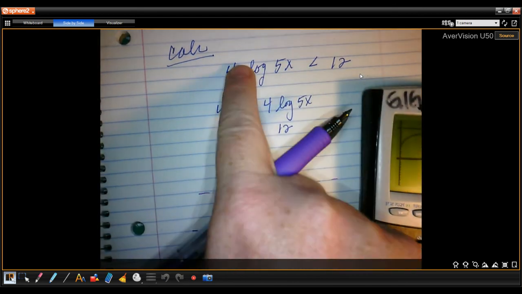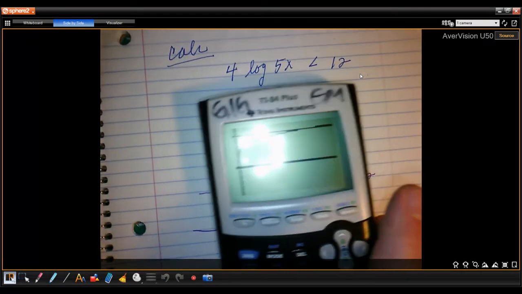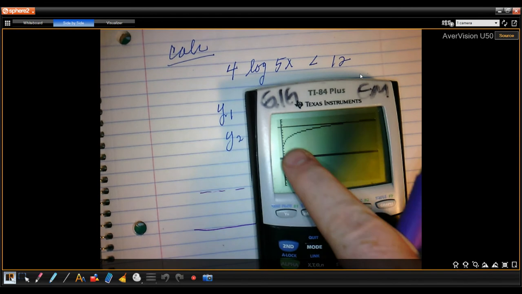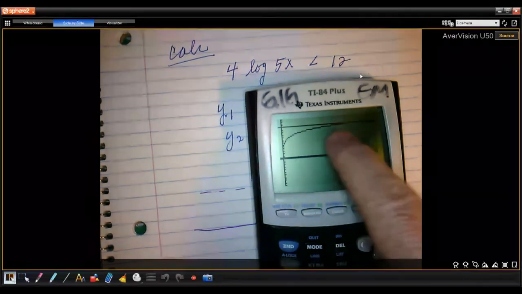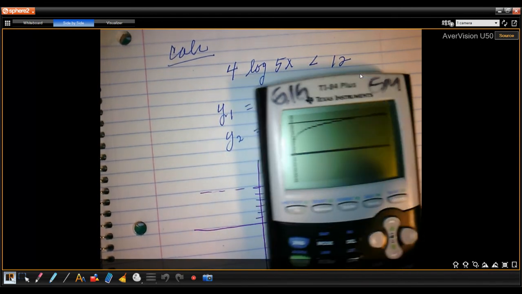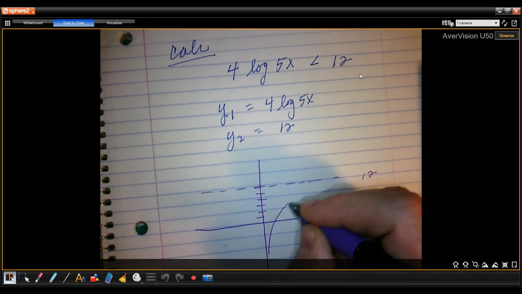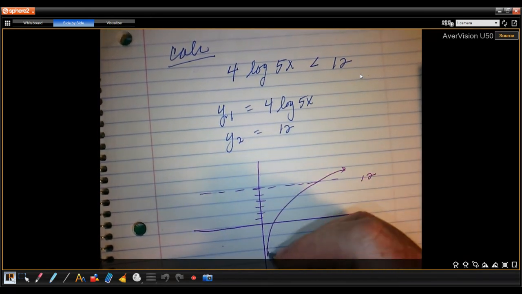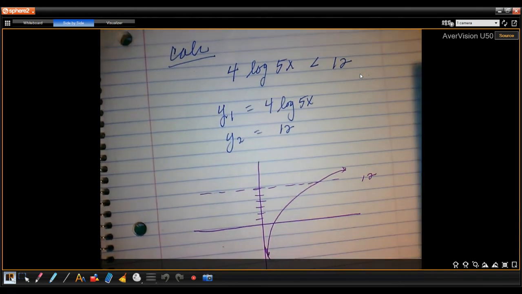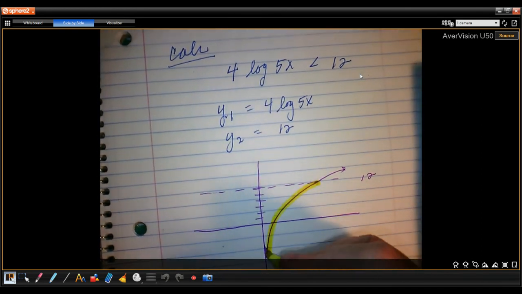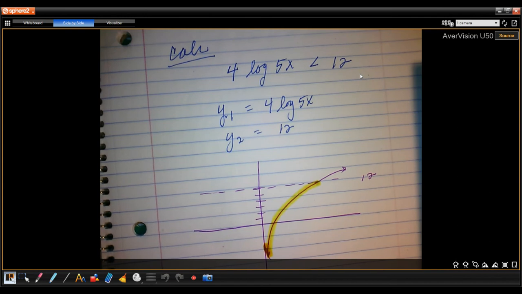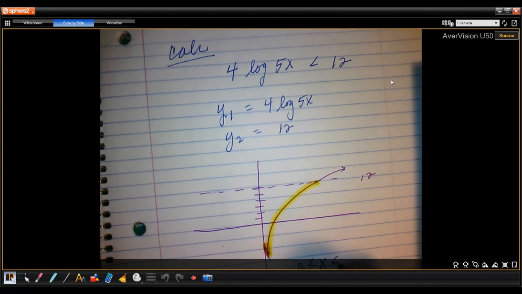We want to know where is this graph less than 12. So we're wanting all of this right here. So what's the domain of that piece right there? So we know it's going to be 0. So we know it's going to be something like this, right? So our answer is this piece right here, right? Because logs have an asymptote, right? So I know the domain is going to be x is greater than 0, but less than what?